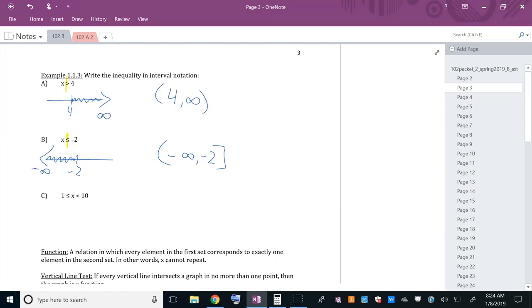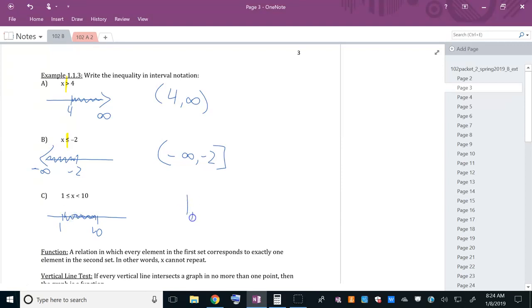Finally, let's look at a 3-part inequality. 1 less than or equal to x, less than or equal to 10. So here's 1, here's 10. Part of the reason we write our 3-part inequality like that is it looks like x is in the middle. And that is exactly where I shade, is in the middle.